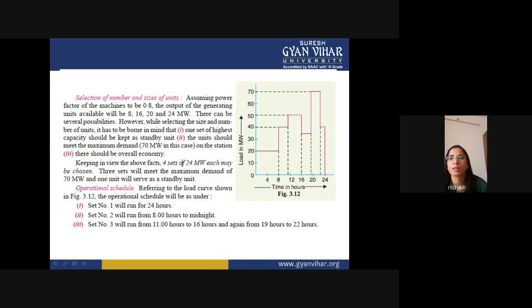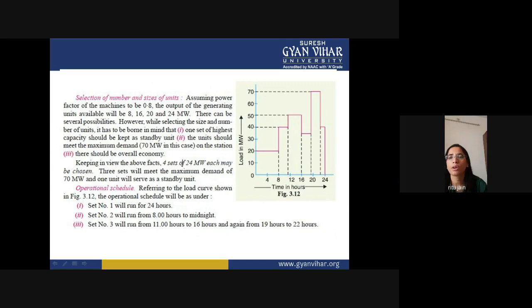If you are taking two sets of 24 megawatt, it will be 48, and if you are taking three sets of 24 megawatt units, then it will be 72 megawatt. So if you want to meet your maximum demand in a generating station, then you have to take three units, each of 24 megawatt.